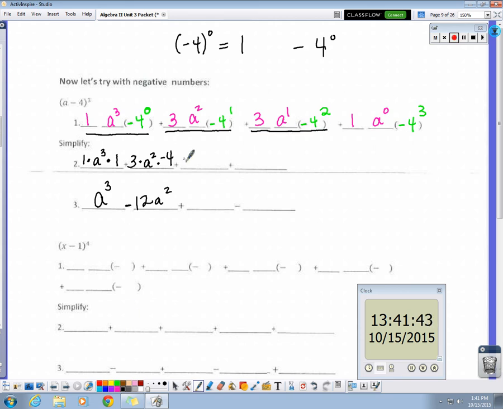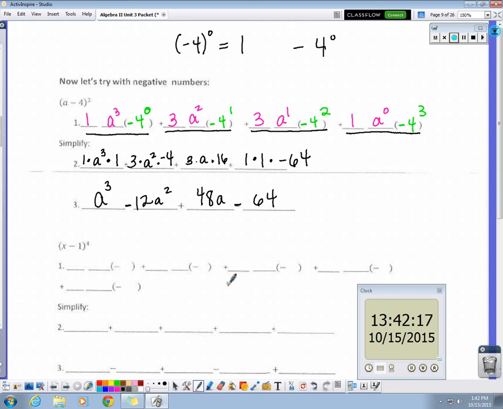We have a 3 times an a to the first, but you don't have to continue writing that first power, times what? Negative 4 squared, positive 16. And that becomes 48a. Okay, and then the last term, we have a 1 times 1 times negative 64. So 1 times 1 times negative 64 is negative 64.